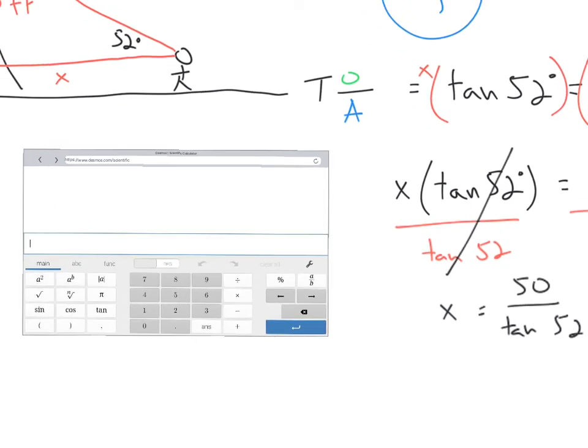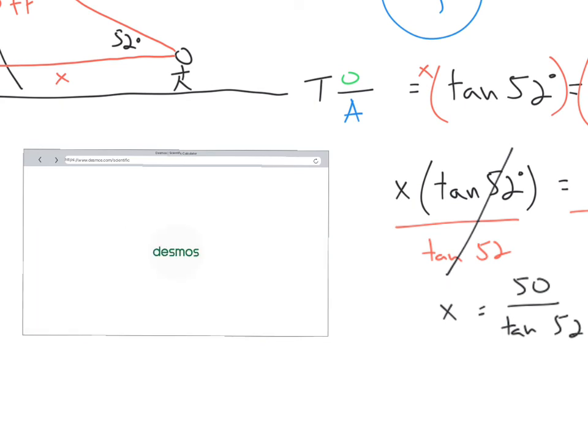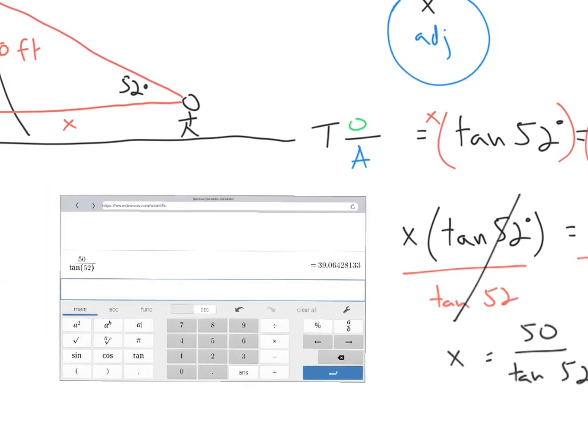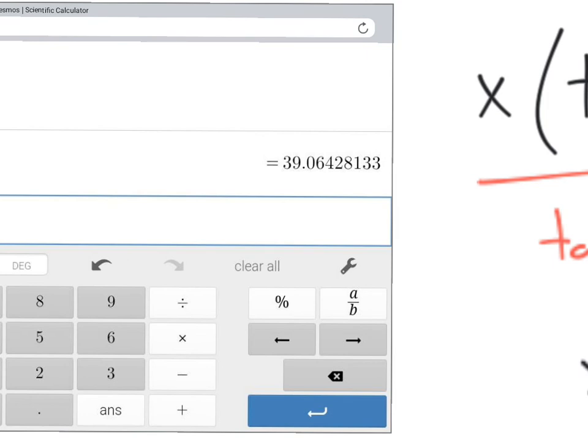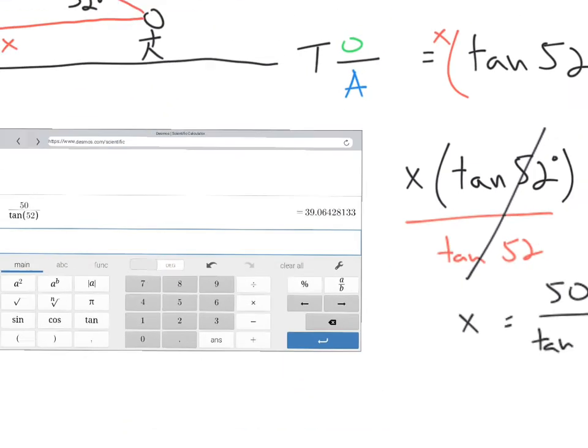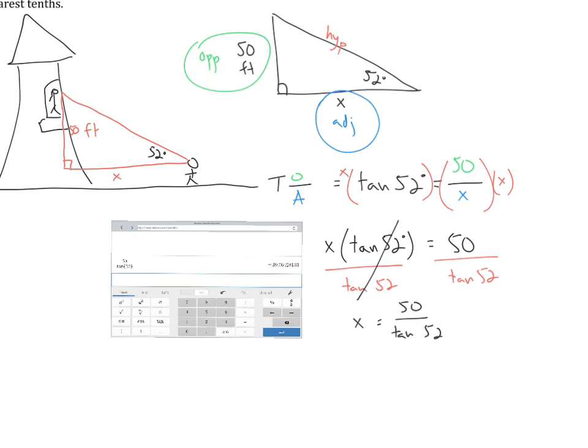All right, so it says 50 divided by tangent of 52. And then we, of course, want to round off to the nearest tenths. So that's what we get in our calculator after putting it in. We get 39.0, but we need to look at the 6 to see if we need to round up or down. And because this number is a 6, the 0 needs to become a 1. So our final answer for this particular problem is that x is about 39.1 feet.